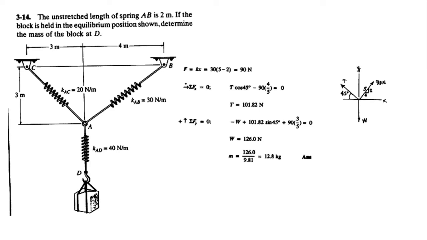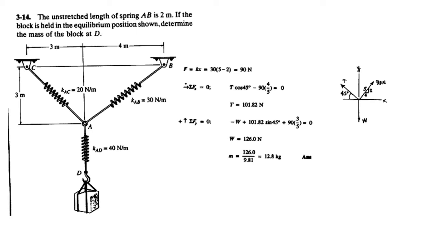Another numerical is there. Here we apply the system of springs. The unstretched length of the spring AB is 2 meters. If the block is held in equilibrium in the position shown, determine the mass at point D. So you need to find the mass at point D, and they have given you the unstretched length of AB, which is 2 meters. The unstretched length, not when it is being stretched.